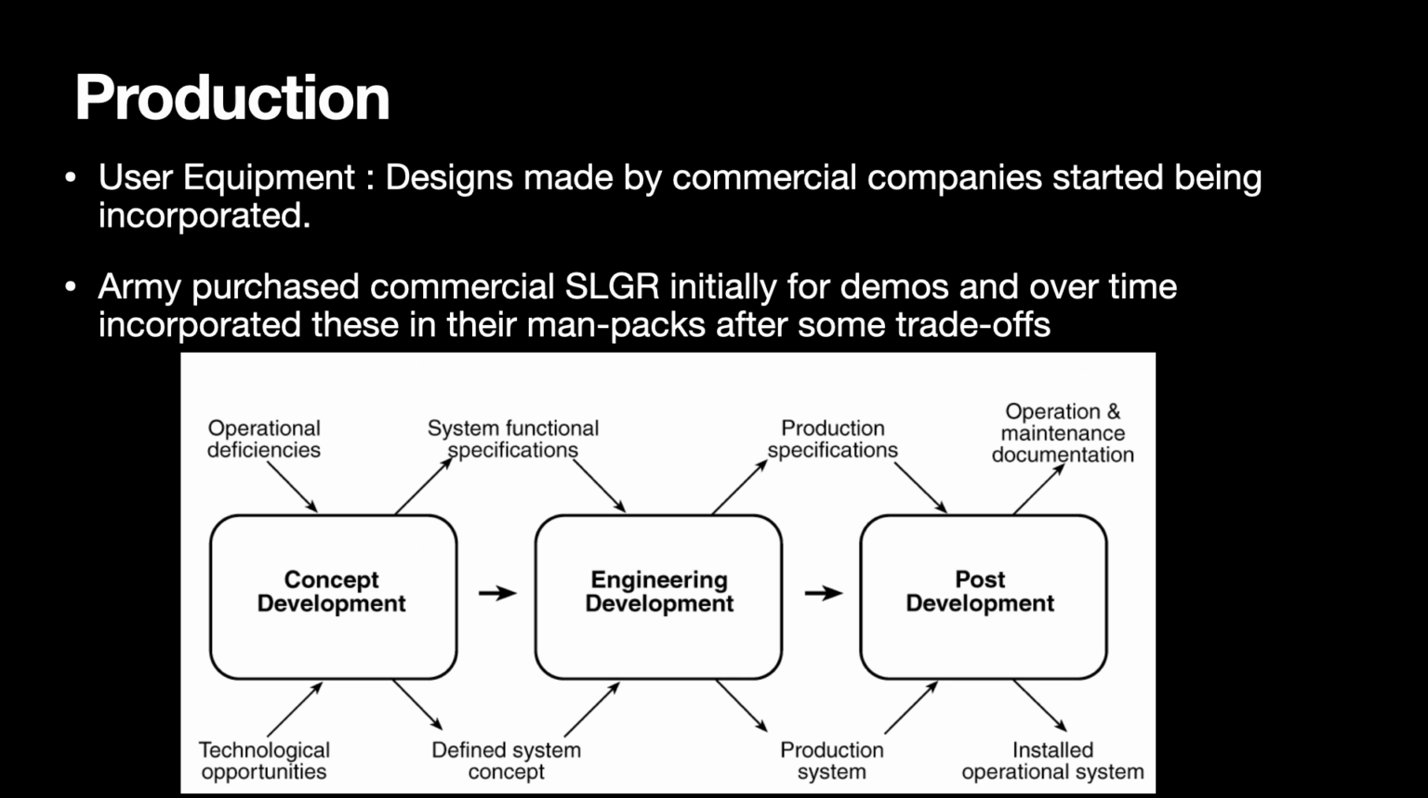We can see in the diagram on this slide how it represents the outputs of the engineering development stage, which are the product specifications and the production-ready system, and how it behaves as the input for the post development system, which outputs the operation and maintenance documentation as well as a fully functional and installed operational system.